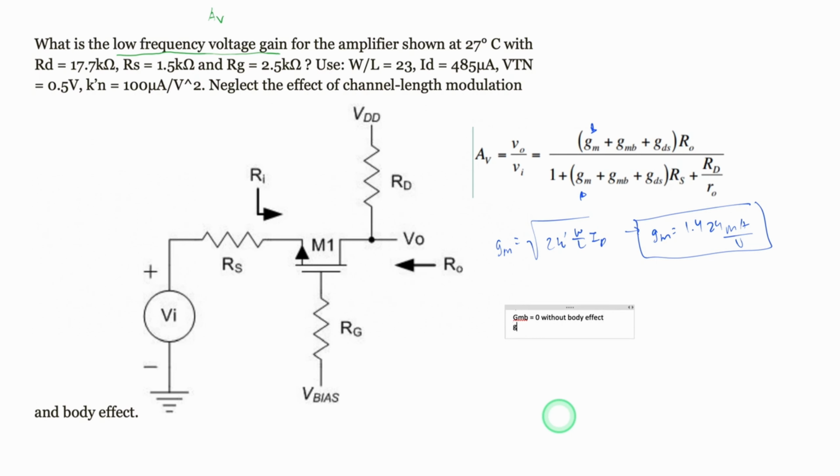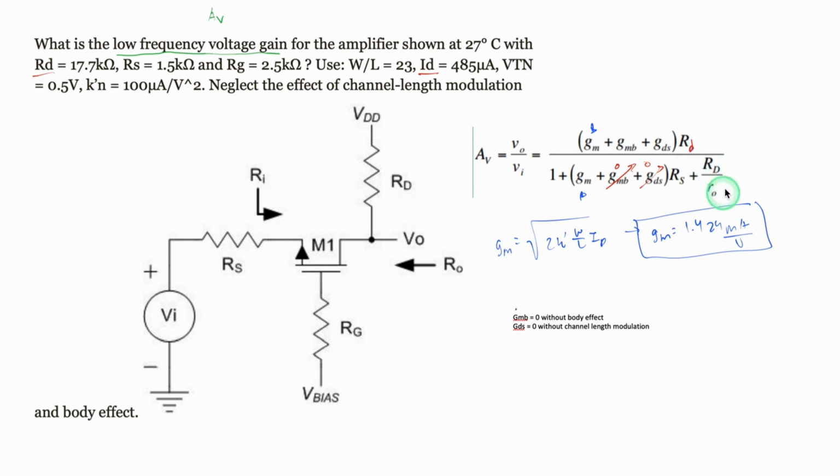Now, what about our GDS? Well, GDS is also equal to 0, and this is without the channel length modulation. Notice how it tells us to neglect the effect of the channel length modulation here, and it's a GMB without the body effect here. So with these in mind, that means that our GMB and our GDS are going to 0 out. We are given our R naught, and because we're solving for ID, it is going to be our RD. So R naught is really RD.